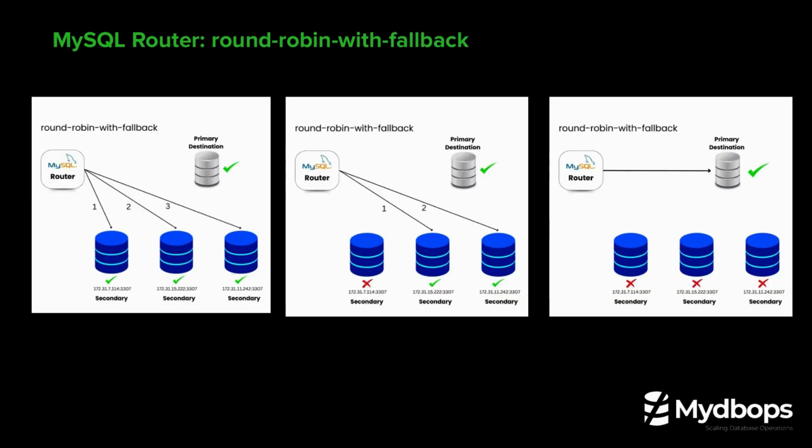Okay, so the last one is round robin with fallback. The difference between round robin and round robin with fallback is that when all three nodes go down, round robin will not direct any connections to the servers. It will send an error to the application. In round robin with fallback, there is a primary destination, so it will route all the traffic to the primary destination. This ensures high availability, and this is available only for InnoDB cluster and replica set.